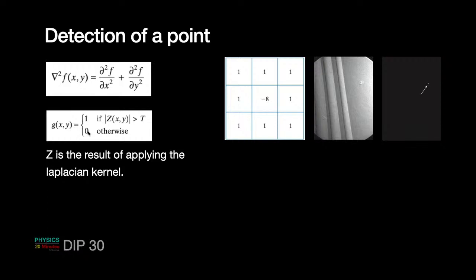Think about it. For example, those who are doing the project on calculation of the number of stars, for them this could definitely be a better technique. Rather than simply thresholding, where you will not get that control over the intensity value, here you calculate the Laplacian and then threshold it. So this is one way by which you can detect points in your image.